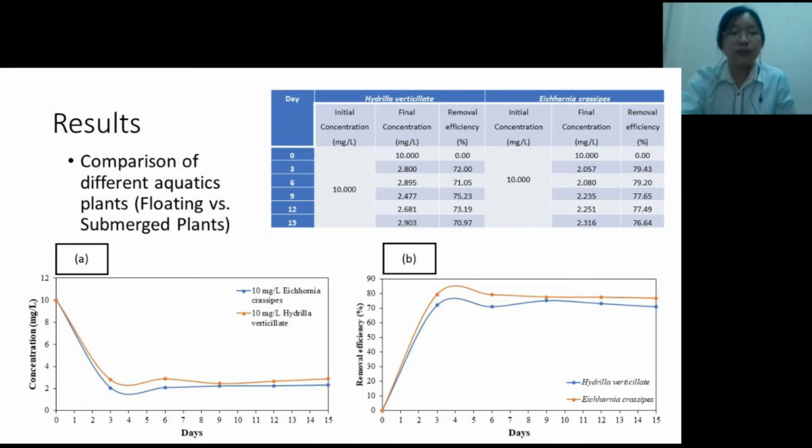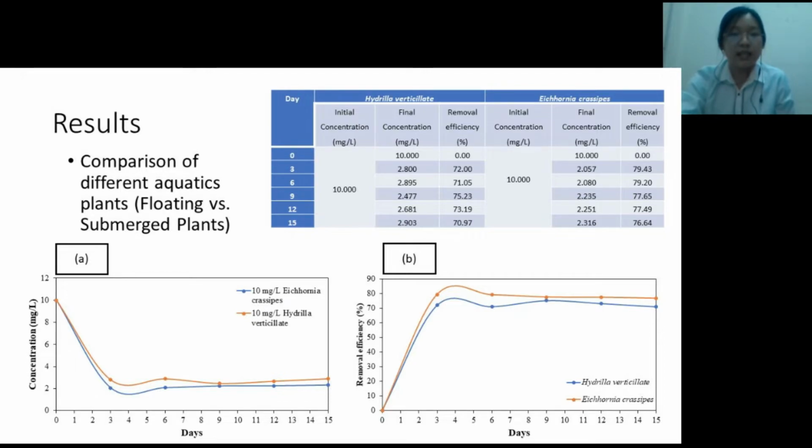The copper-2 ion removal efficiency for both Hydrilla and Echonia crab sites has increased drastically from day 0 to day 3 and has reached its peak on day 4, where the removal efficiency has attained a range of 70 to 80% thereafter until the end of the experiment, which is day 15. This may be due to Hydrilla and Echonia crab having a high capacity to accumulate copper-2 ions initially due to the presence of available sites.